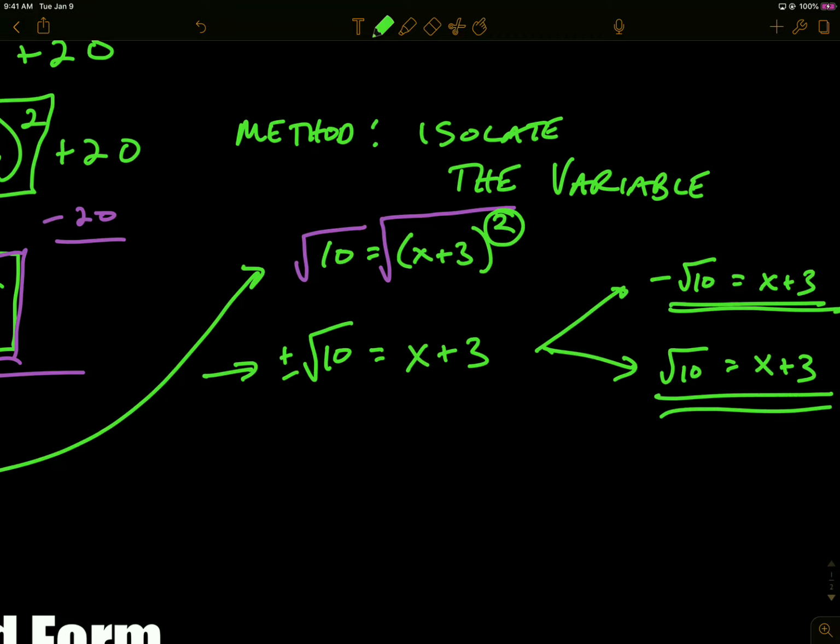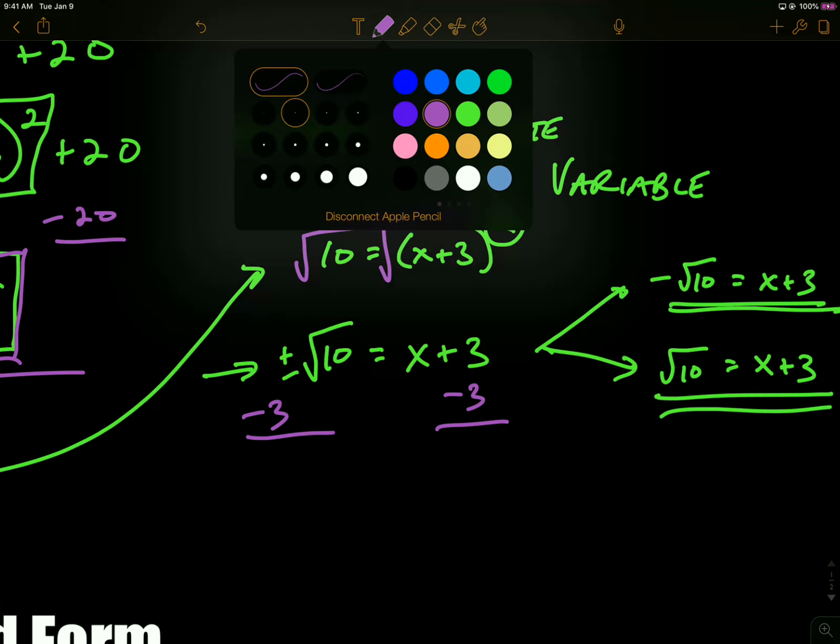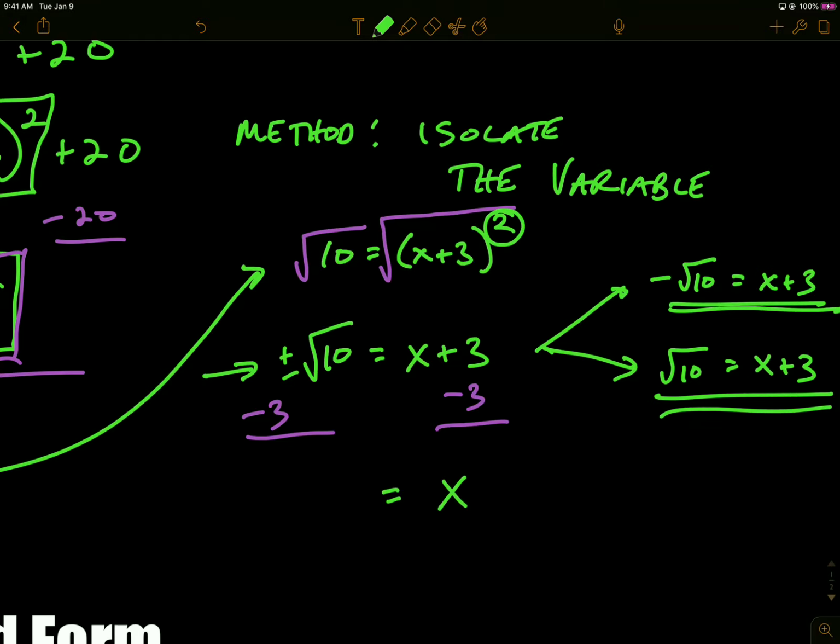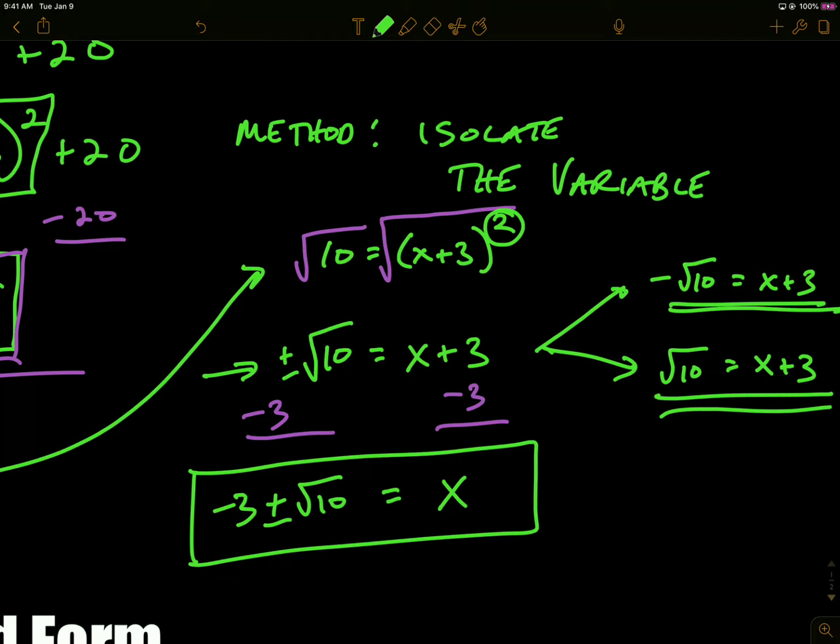All right, so now if I want to solve this equation for x, I'm looking at this side of the equation here, x plus 3. I want to get x by itself. I subtract 3 off of both sides of the equation. So on the right side, I'm left with x. On the left side, I have negative 3 plus the square root of 10 and negative 3 minus the square root of 10. So that is our final answer.